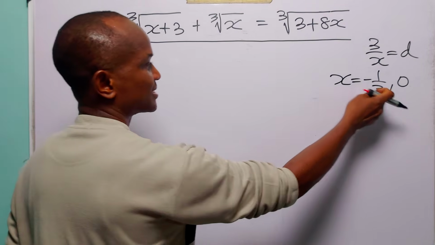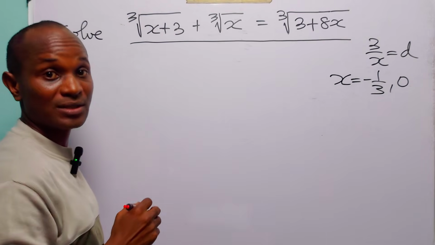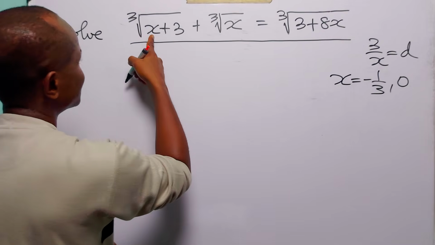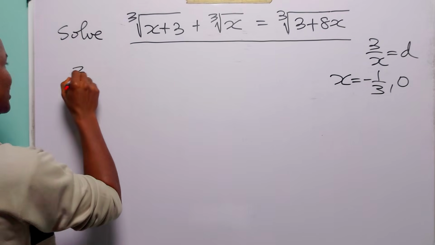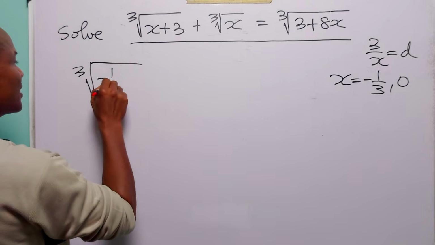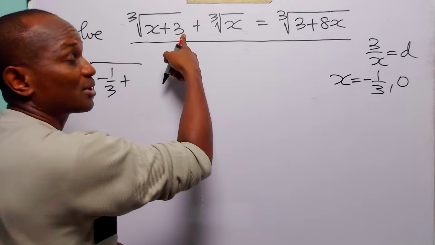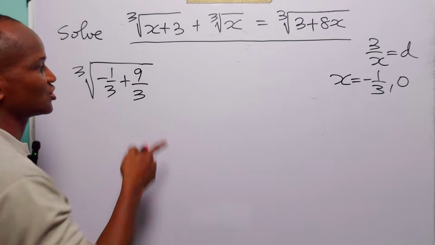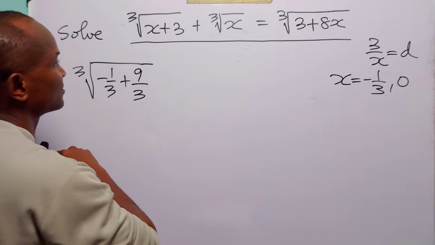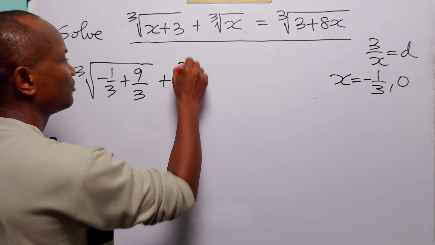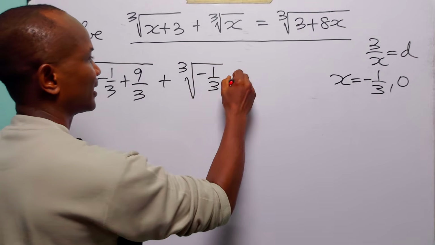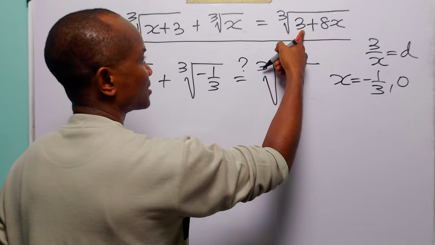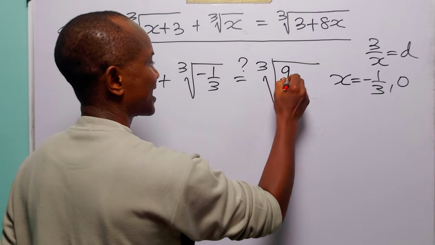Now let us substitute x equal to minus 1 over 3 into the original equation to see whether the left-hand side will be equal to the right-hand side. When x is equal to minus 1 over 3, we have the cube root of minus 1 over 3 plus 3. But now, instead of 3, let us write this as 9 over 3. Of course, you know that 9 divided by 3 is equal to 3. Then, plus the cube root of minus 1 over 3. Now, is this equal to the cube root of, once more, we have 3. So we can write this as 9 over 3.